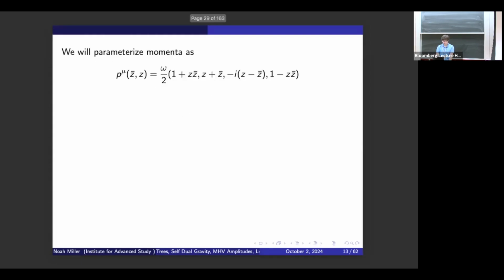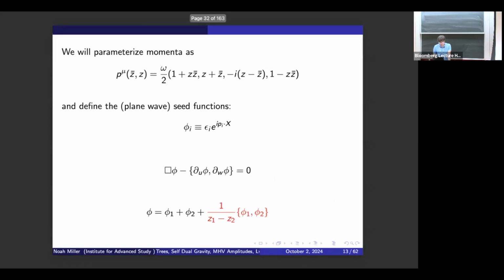Okay, so we're going to parameterize our momentum using a convenient choice of coordinates. Here, omega is some energy scale, and z and z bar are two stereographic coordinates on a sphere, or a plane, or what have you. And for simplicity, we're going to define these phi i's as seed functions. So this is a seed function with its own epsilon and momentum.